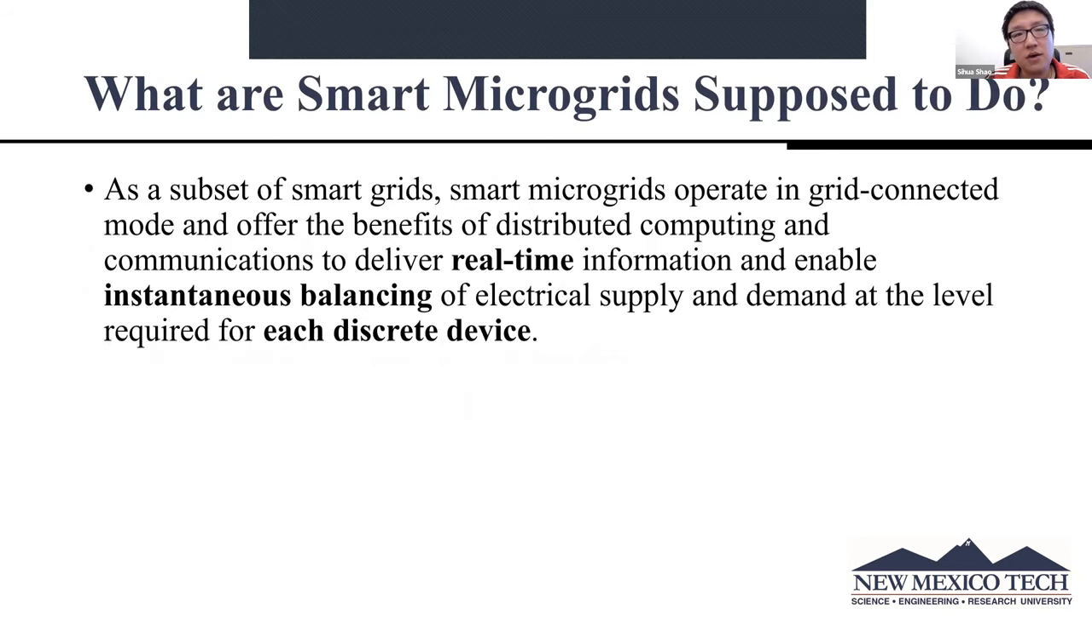Okay, first let's look at what smart grids or smart microgrids are supposed to do. This is one sentence from the smart grid book. As a subset of smart grids, smart microgrids operate in grid-connected mode and offer the benefits of distributed computing and communications to deliver real-time information and enable instantaneous balancing of electrical supply and demand at the level required for each discrete device. So real-time instantaneous balancing and each discrete device are the essential features in the smart microgrid.